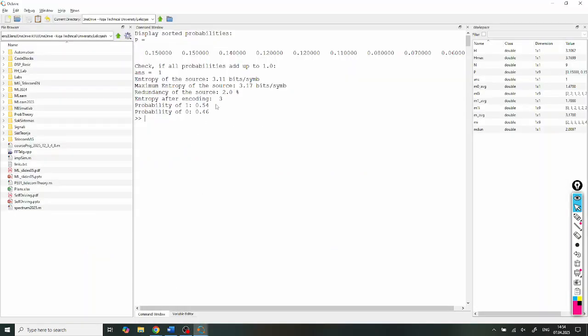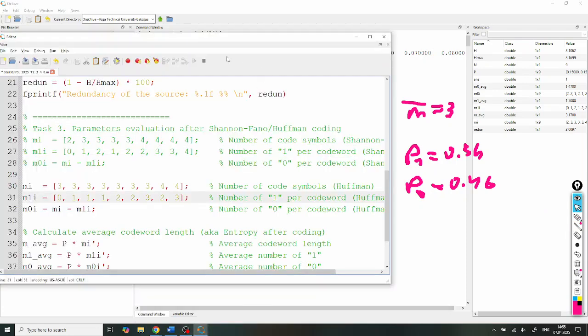So we had here entropy of 3 and the average is 3 precisely. So on average, the length of the code word is accurately 3.0. Yes. And the probability of 1 is 0.54. Probability of 0 is 0.46, which is more or less balanced. Now let's see how well it will work for the other code.